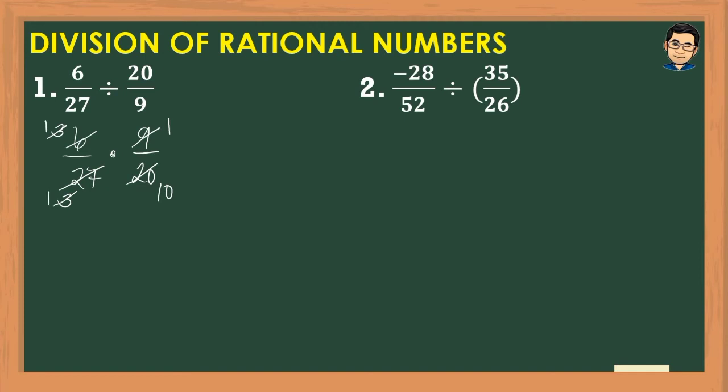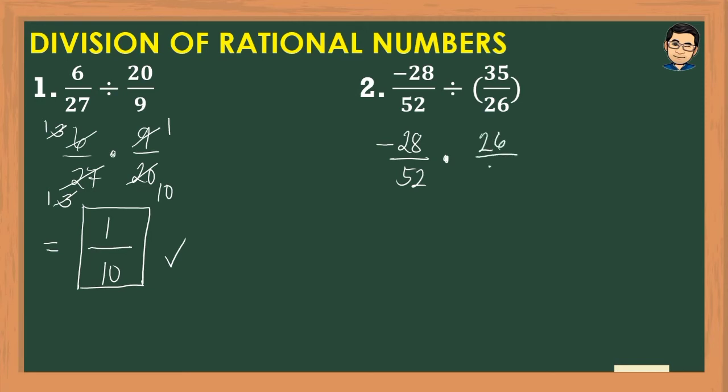And then remaining factors natin, i-multiply lang natin. So 1 times 1, that is 1. 1 times 10, that is 10. So our final answer will be 1 over 10. So ayan, next. Negative 28 over 52 divided by 35 over 26. So negative 28 over 52 times the reciprocal of the divisor, that is 26 over 35.